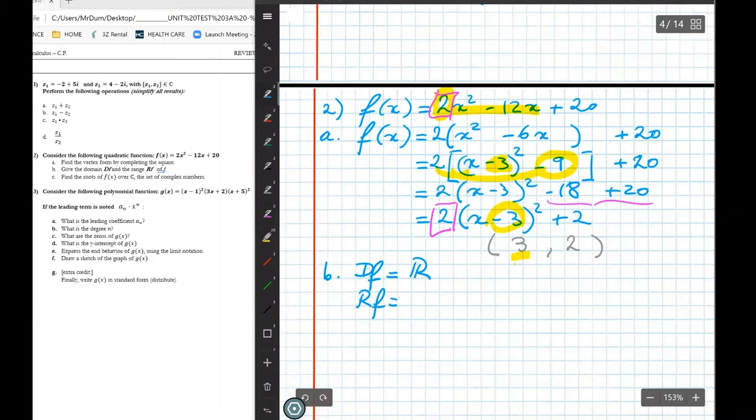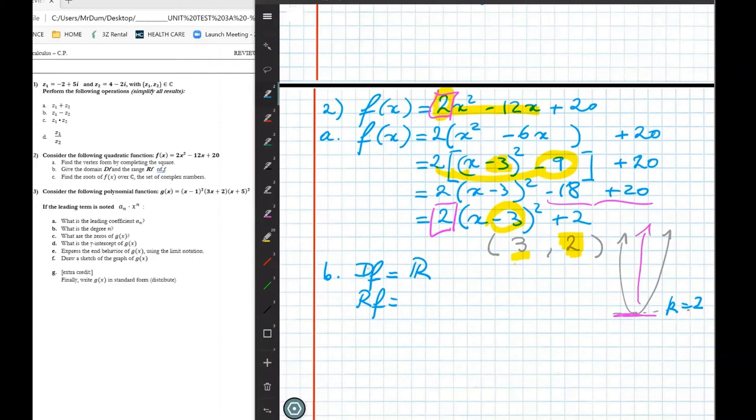And when a is positive, the parabola is going to open up, and the vertex is going to end up a minimum. And the minimum value of the range of the y's in that case is k, which is 2. So the range is going to start at 2 and then go towards positive infinity. So I'll have 2, positive infinity, not included, of course.